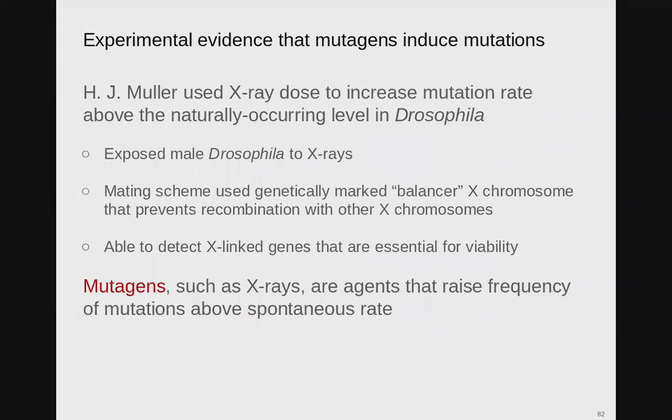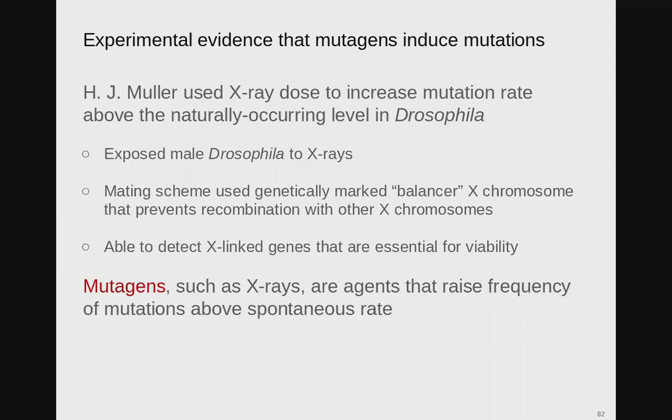Now, as you guys know, and as we've mentioned thus far, mutagens cause mutations. H.J. Muller used X-rays, as we discussed, as a mutagen to increase mutation rate above the naturally occurring background level in Drosophila melanogaster. He exposed male Drosophila to X-rays, using a mating scheme with genetically marked balancer X chromosomes that preserve recombination with other X chromosomes.